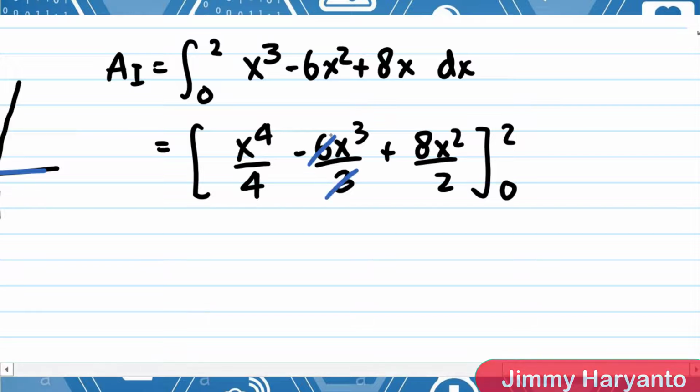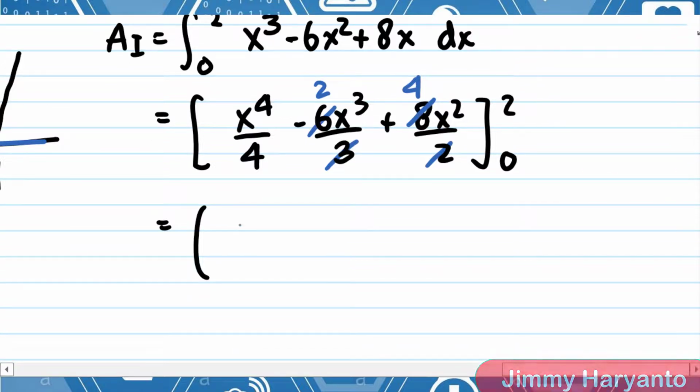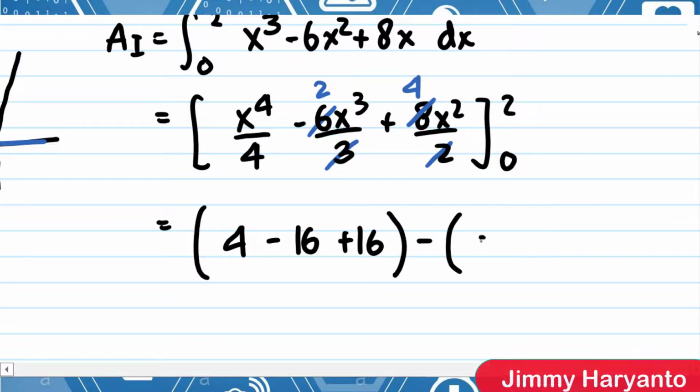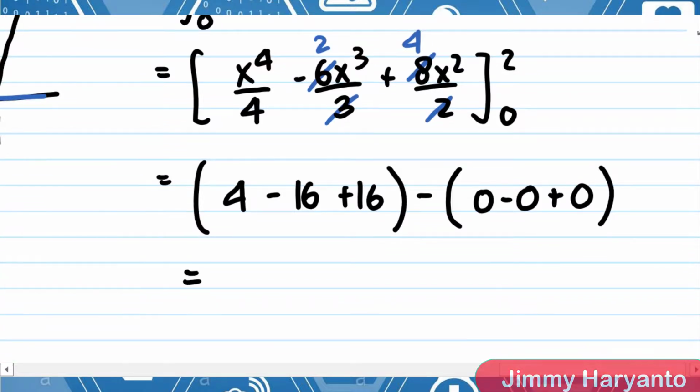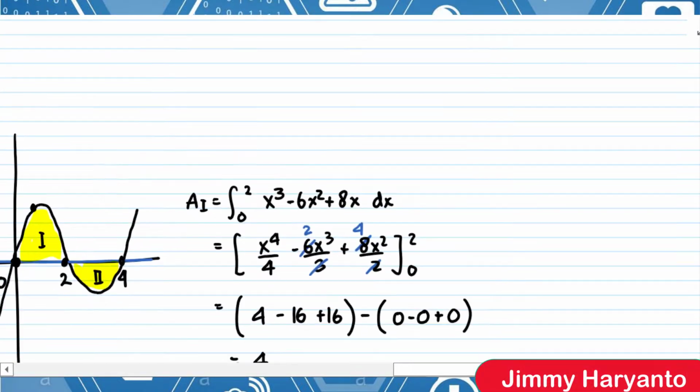I will simplify this one first. 2 to the power of 4 is 16. 16 divided by 4 is 4, minus 8 times 2 is 16, 4 times 4 is 16, minus 0 plus 0. Okay, so from this one you will have 4.